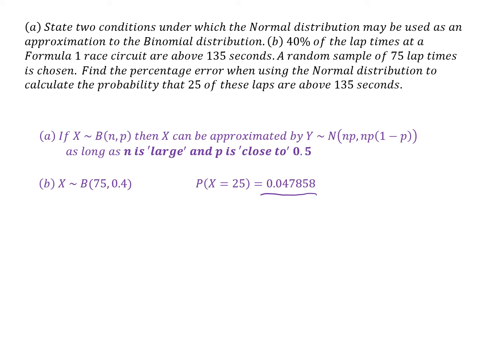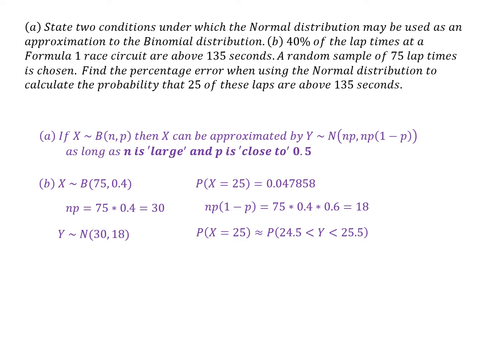We need to find out what the normal distribution would approximate this probability to. So to find the values in the normal distribution, we need to find what np and np(1 minus p) are equal to. np is 30 and n times p times 1 minus p is 18. So that means that the approximating distribution y is normal with mean 30 and variance 18.